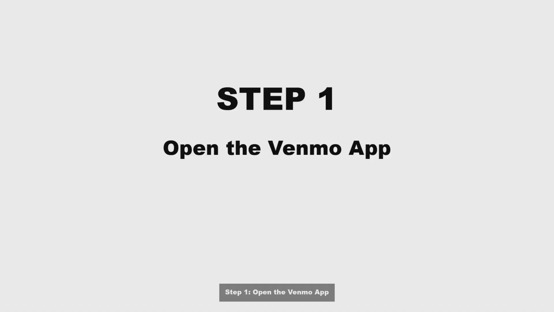Linking multiple bank accounts to your Venmo for Business can help streamline your transactions and manage your finances more effectively. Follow these steps to set up your accounts. Step 1. Open the Venmo app. Launch the Venmo app on your mobile device. Ensure you are logged into your business account to access the necessary features.